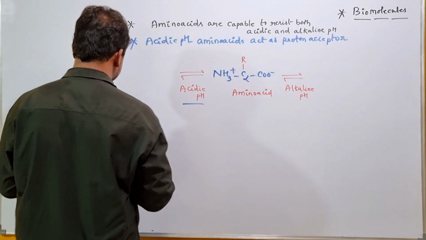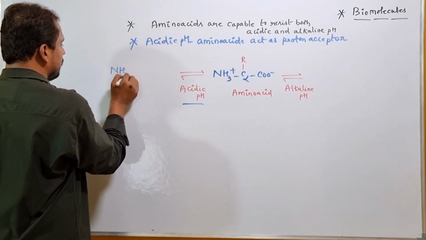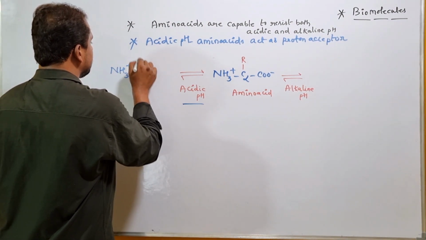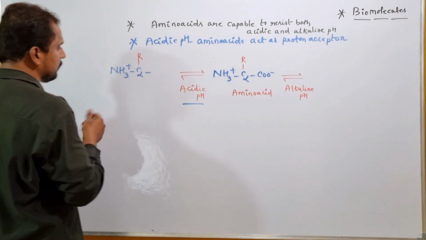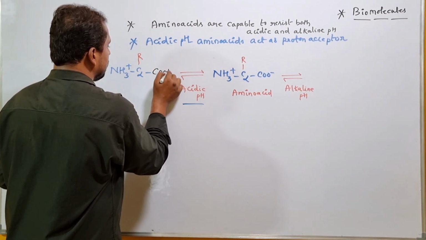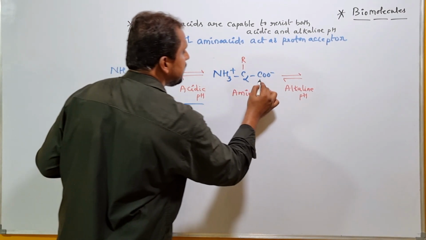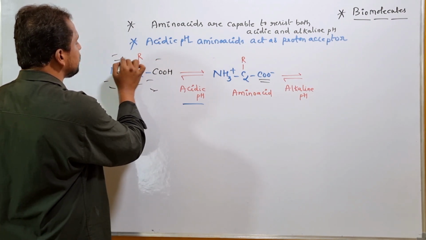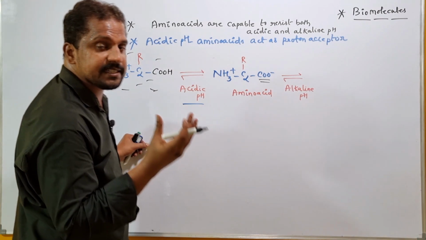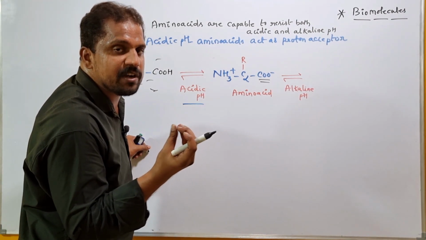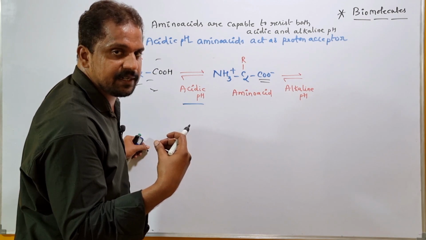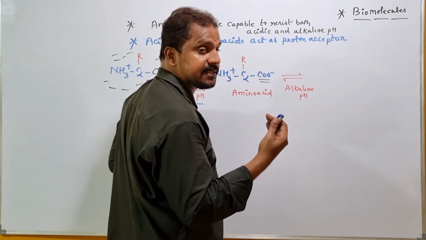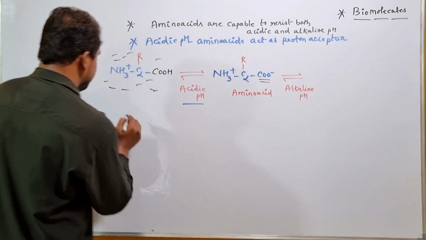So look at here. Is it clear? Initially it is COO minus, but in the presence of acidic pH, when the specific amino acid is in acidic solution, it acts as proton acceptor. It accepts one specific proton from the acidic solution. Is it clear? In the same way, in the presence of alkaline pH, the specific amino acid acts as proton donor. So let me write it here.